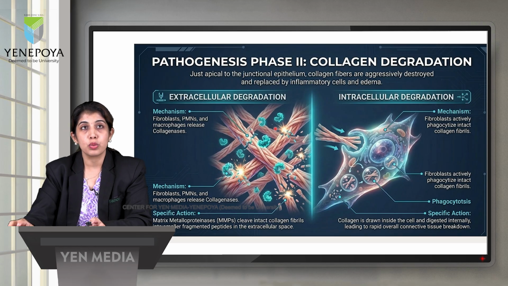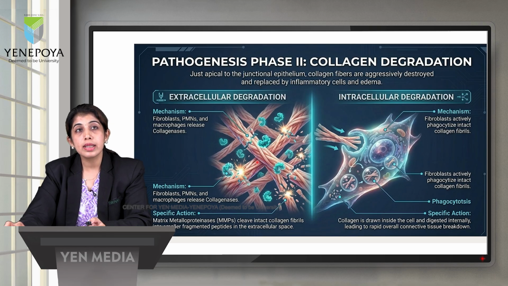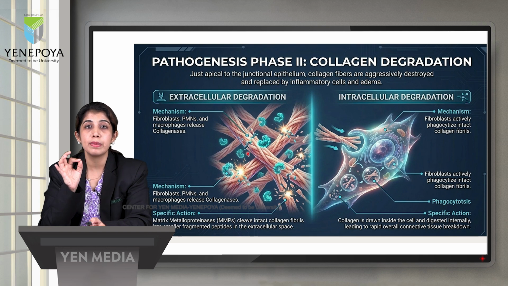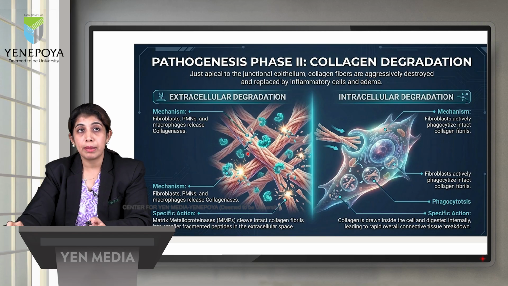So there are two ways. One is an extracellular degradation, one is an intracellular degradation. What is an extracellular degradation? Your fibroblasts, PMNs and macrophages all release something called matrix metalloproteinases, or MMPs. These MMPs are nothing but collagenases, and they cleave the intact collagen fibrils into smaller peptides. So this is one way.